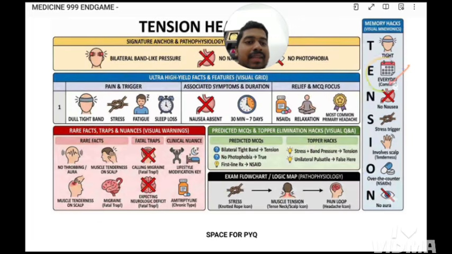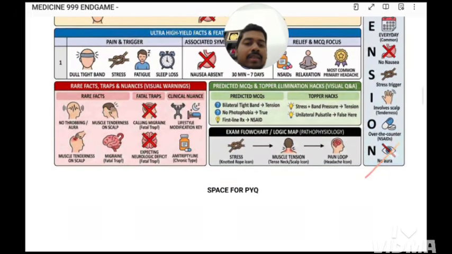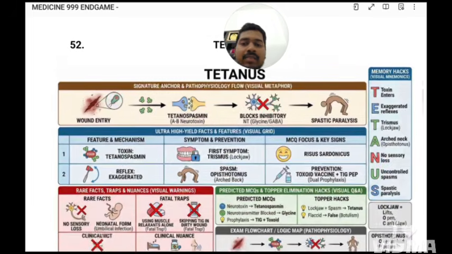Yes, it is present every day, which is very common. Okay, at the same time, especially in the evening, it is a tight band-like sensation, not accompanied by nausea. Stress trigger will be there. It involves scalp tenderness. Okay, so scalp tenderness will be there, and over-the-counter NSAIDs will be the drug of choice. Okay, so no aura. So it's a simple thing. We shouldn't miss it on MCQs.